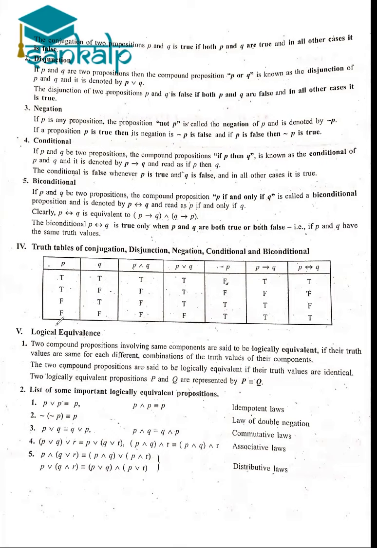Next, a list of some important logically equivalent propositions. P or P is equal to P, and P and P is also equal to P. It is the idempotent law. Next, the law of double negation: negation of negation of P is equal to P. P or Q is equal to Q or P. P and Q is equal to Q and P. Commutative law. Associative law, where we have three components: P or Q or R is equal to P or Q or R. Similarly for AND.